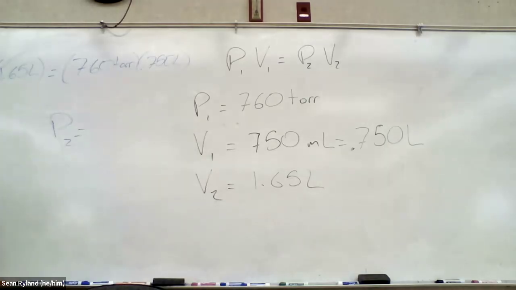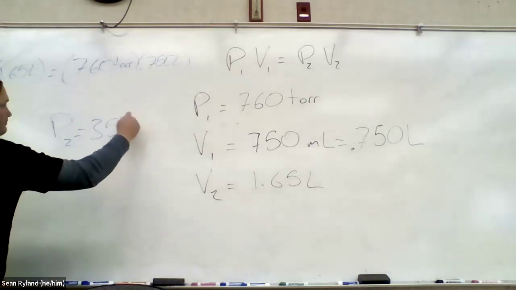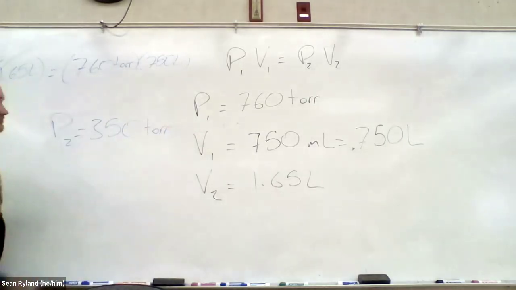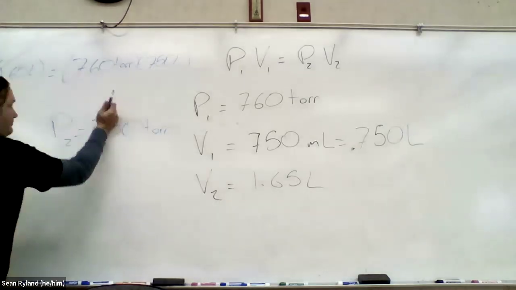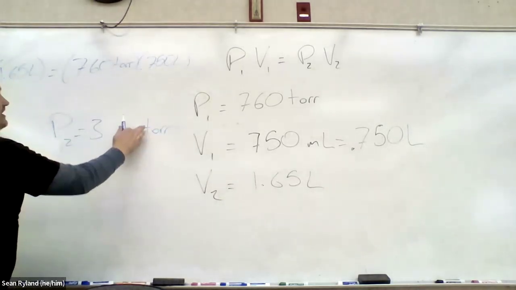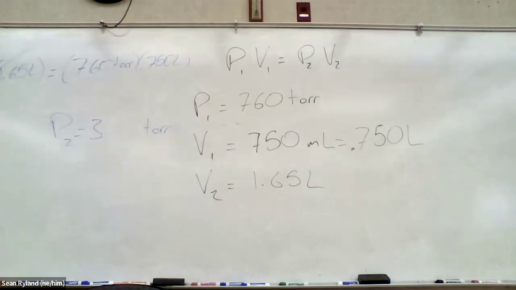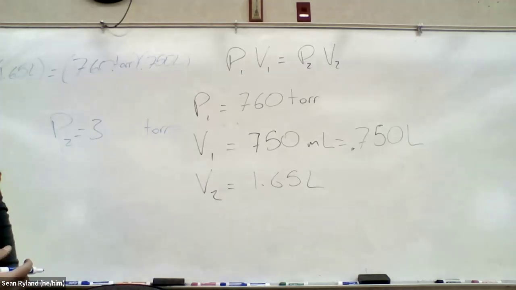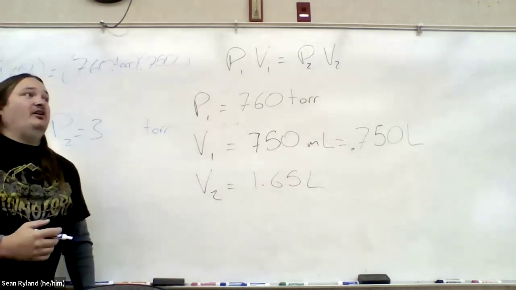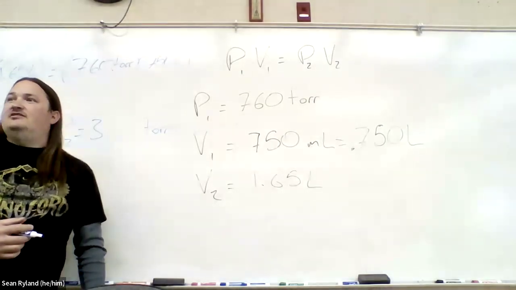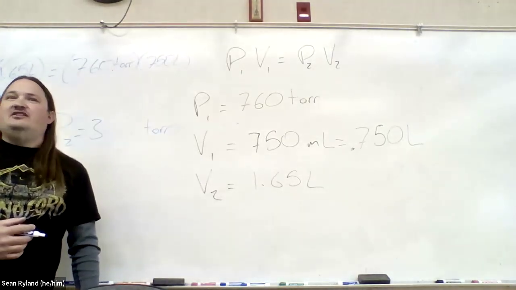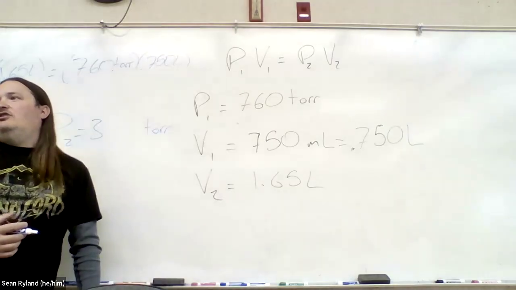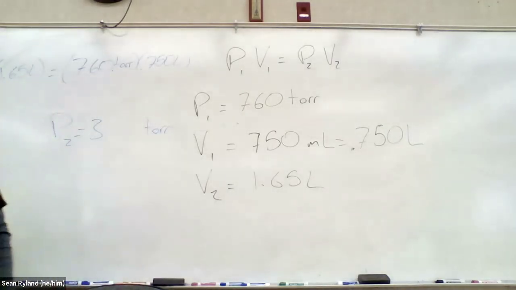We should get something that's 345. 750's got 3 sig figs, so everything's got 3 sig figs. Because it's 760 torr, we're gonna assume that's exact because that's a standard pressure that we see all the time. But technically, yes, you don't know that for sure.